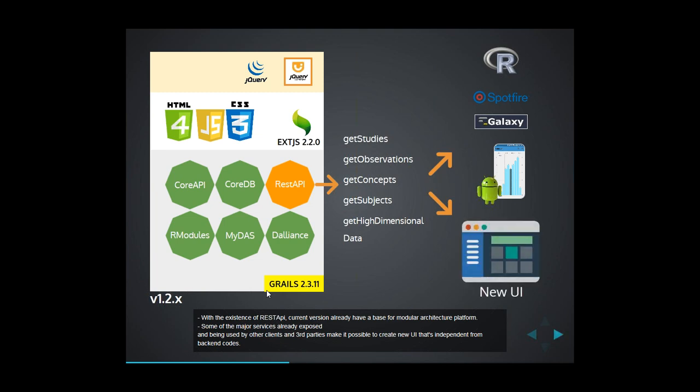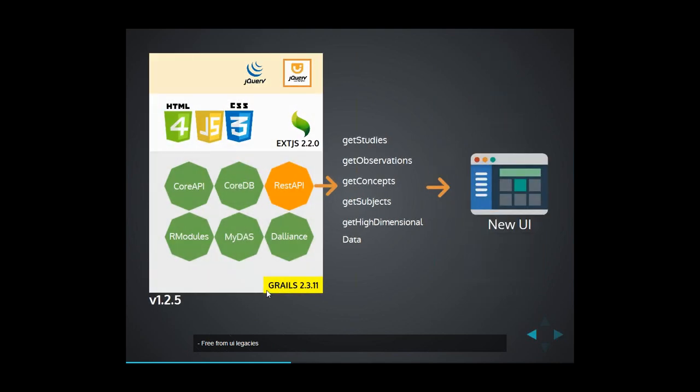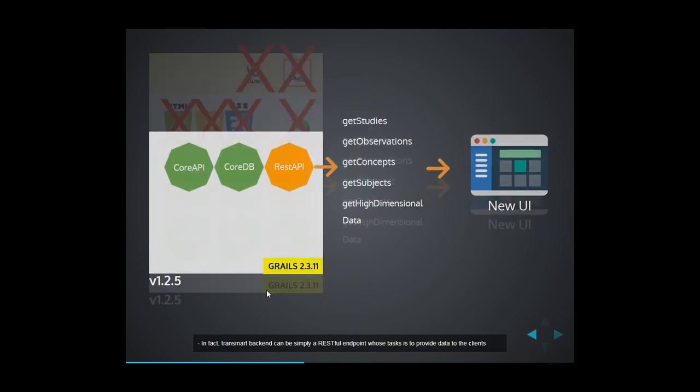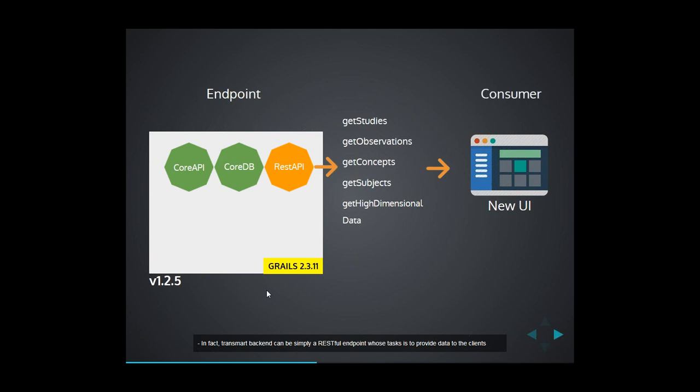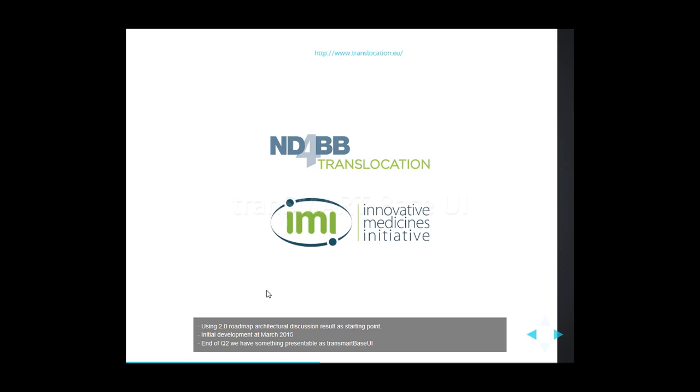Other third parties like Spotfire, and also my colleague Ward is actually doing this Android thingy, so he can display some tranSMART data on an Android phone. It gives us an idea that with these surfaces we can create a completely new UI. So that means we are not dealing again with these legacy codes, and tranSMART can be as simple as this. tranSMART only deals with the backend code, and the new UI could be a completely separate project, which is only a consumer that consumes tranSMART as an endpoint.